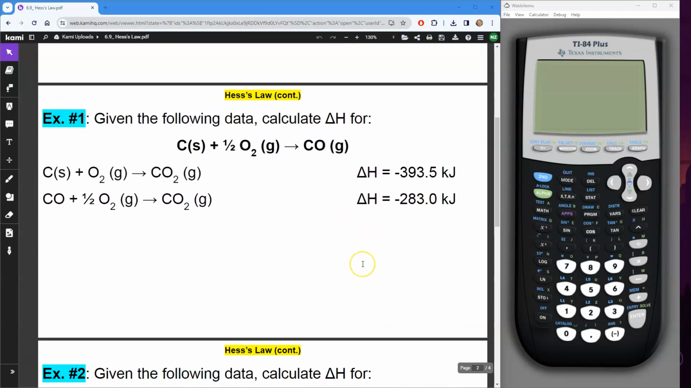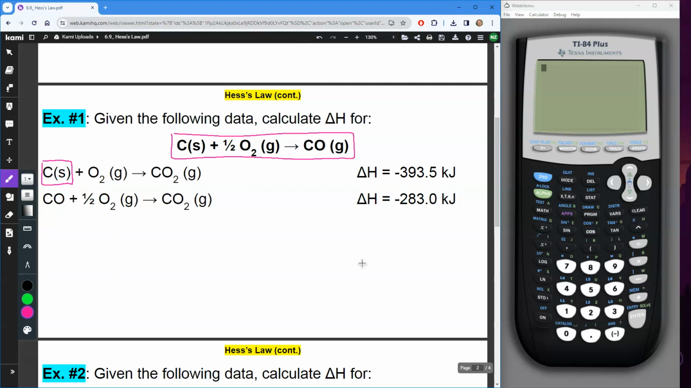Okay, so here is our first example. It says, given the following data, calculate delta H4. So the reaction given, this is what we want everything to look like. And then we have two steps. Now, some things to consider. Anything that exists on the reactant side and the product side will cancel out. So if you look at the given reaction, we have solid carbon on the left side of the reaction, and it only exists in that first reaction. So we don't want to flip the first reaction because we want to keep carbon on that side.